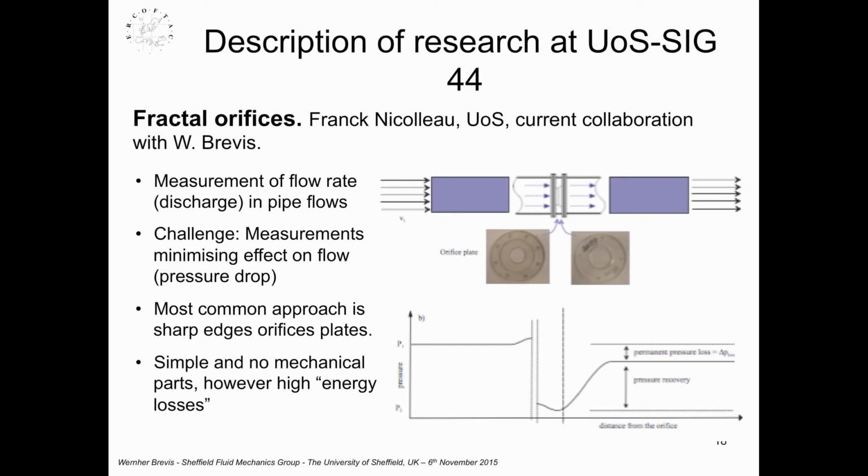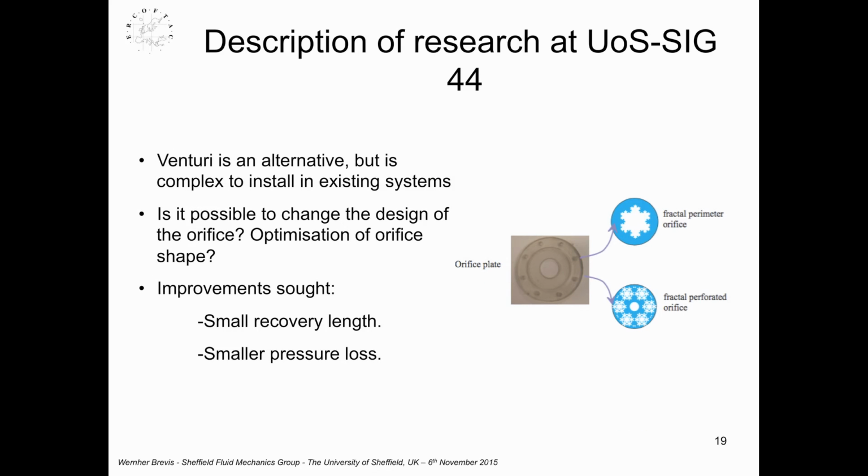So the most common approach for this, which is normally used in hydraulics, is to use some orifice plates which are sharp edged. Now, this is normally the way to do it because they are simple and there are no mechanical parts. However, many people in the industry know that they can produce quite important energy losses. As a consequence, the challenge is to try to minimize that permanent pressure loss induced by the device. So, in this respect, a Venturi can be an alternative, but it's a complex device to install in existing facilities.